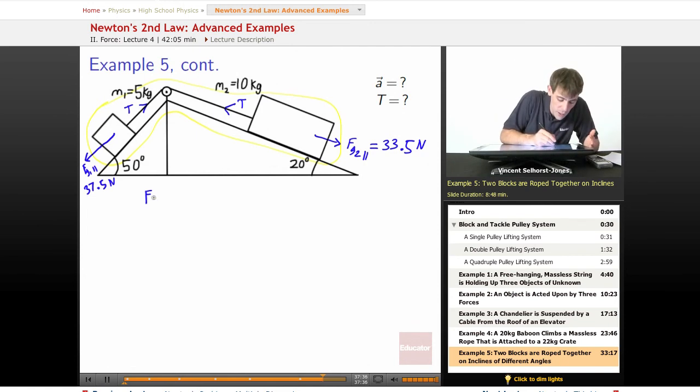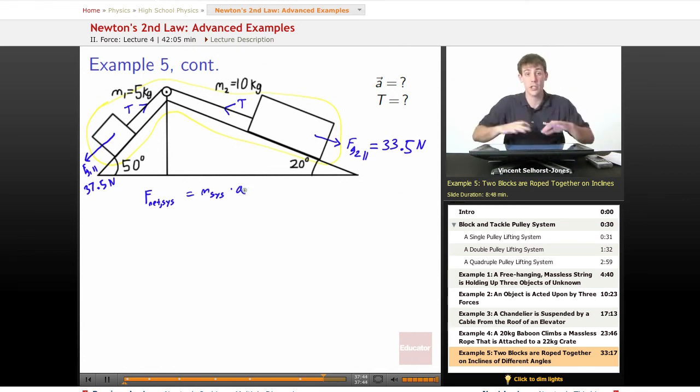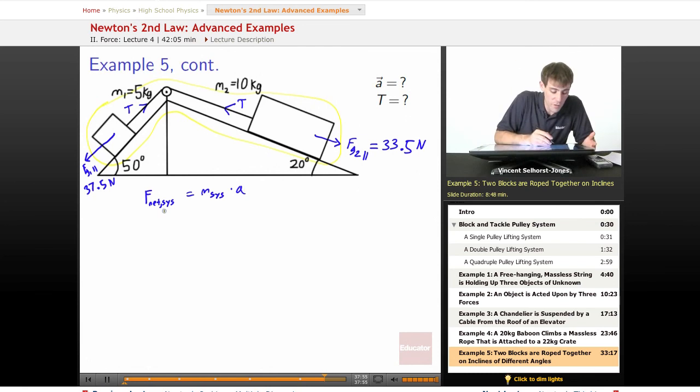So what forces are acting on the system is going to be equal to the mass of the system times whatever the acceleration is. And they're linked. Unlike the baboon and crate problem, we've got a linked rigid connection here. If one thing moves, the other one has to move. So we know that we can use the same acceleration for the two of them. So what forces are here?